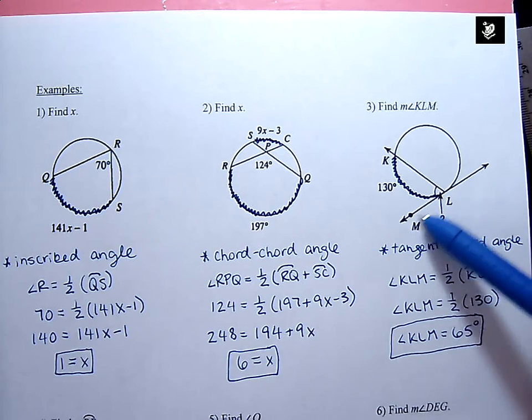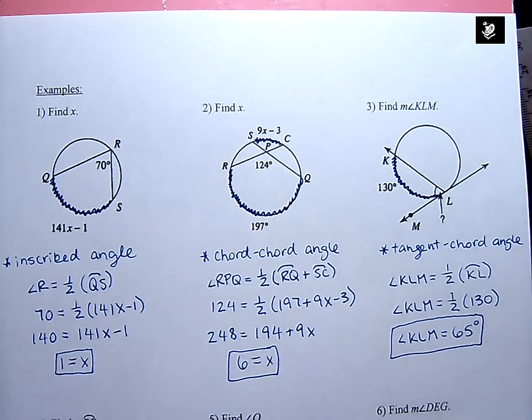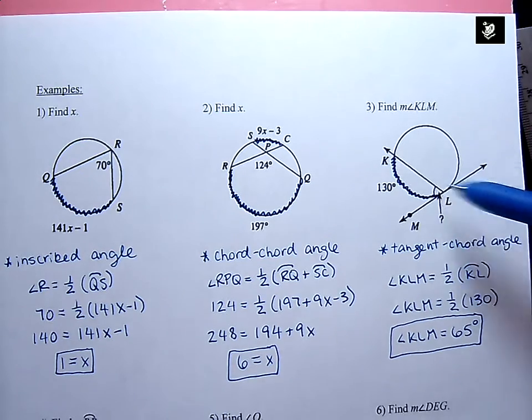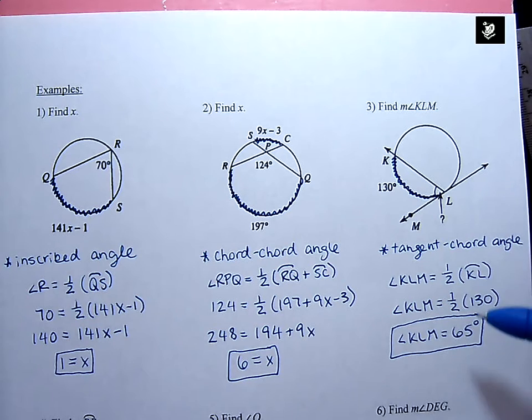And for the last one, you have a tangent. So here's my tangent. My point of tangency is L. And you've got a chord, KL. A tangent chord is just like an inscribed angle. It's half the measure of its intercepted arc. So half of 130 degrees gives us 65 degrees for KLM.